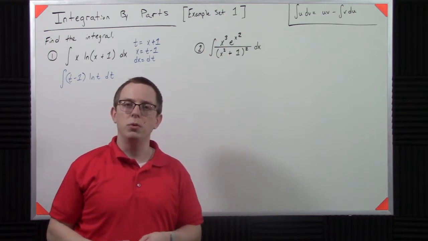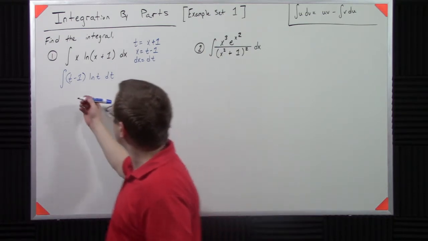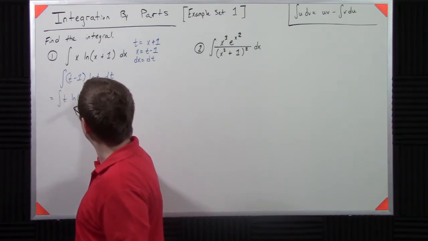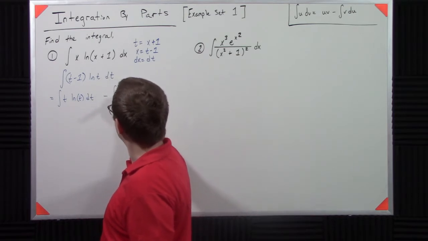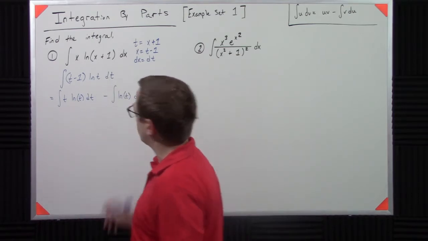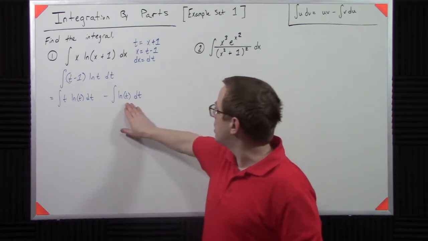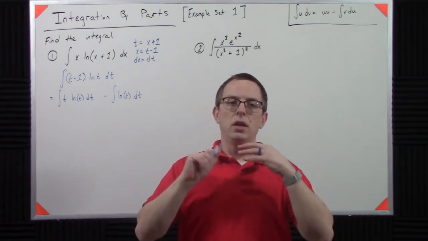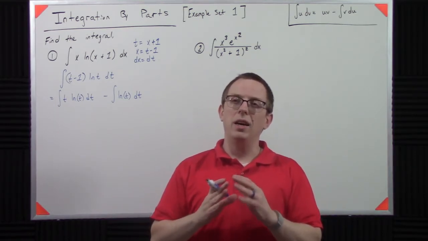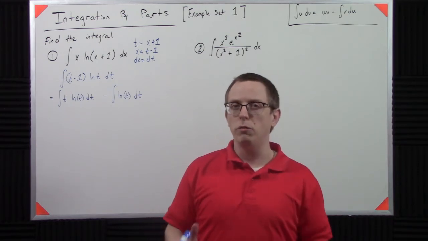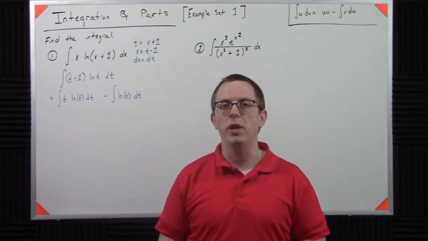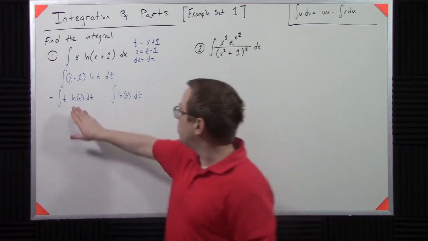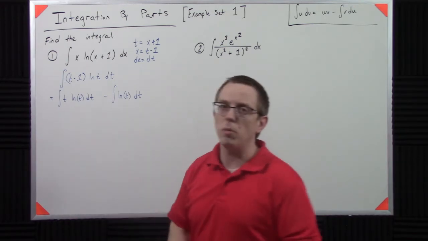The reason I want to do this is because then I can translate this into two separate integrals: the integral of t natural log of t dt minus the integral of natural log of t dt. I like this because it's a standard, well-known integral we covered in a previous video. If you have a good familiarity with the tables, you can jump straight to it without going through integration by parts. But instead, we can focus on the first piece for integration by parts.